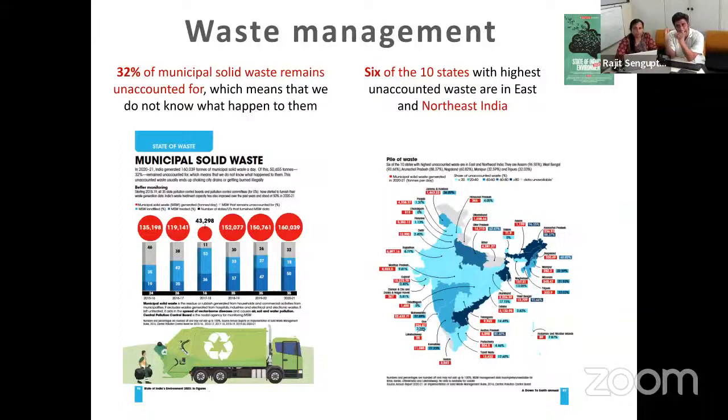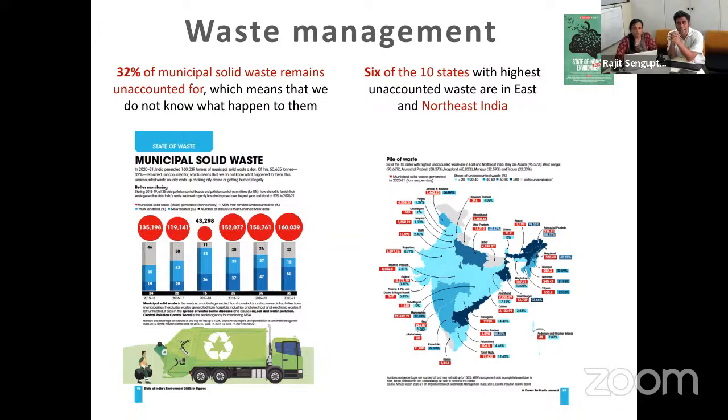But when we stacked up all the numbers, we found that of the total municipal solid waste that has been generated in the country, for 32% of it we don't know what happens to it, whether it is being treated, whether it is reaching landfills, or whether it is just being forgotten completely. When we spoke to experts within CSE, we realized that this is the solid waste that ends up choking our drains. So the agency doesn't know what is happening to it. So that is one big picture that we came up with.